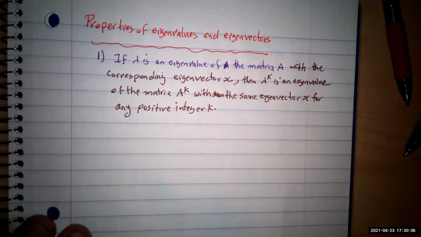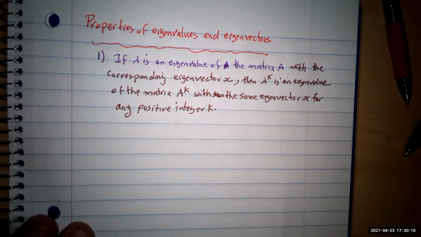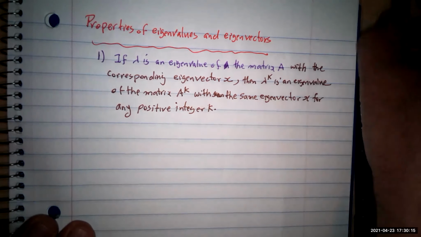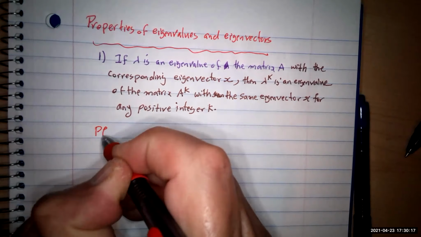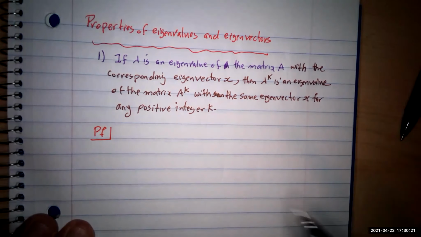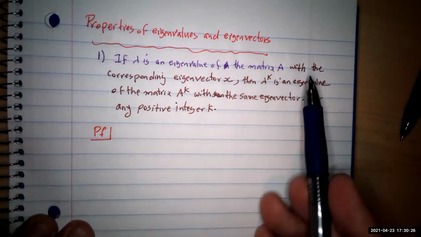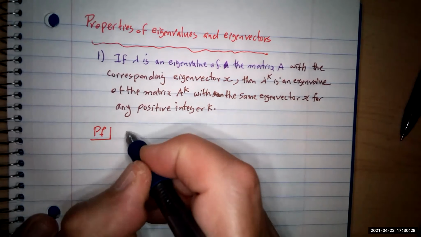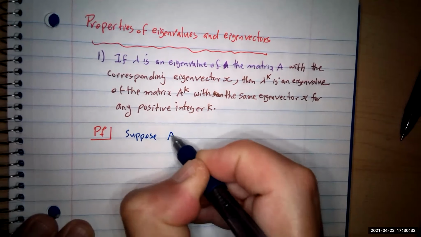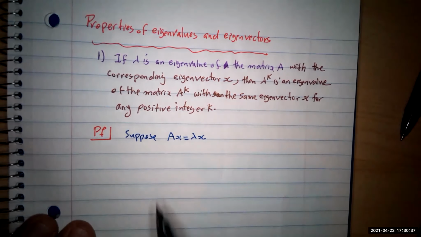So let's prove it. Again, as I told you, we may give you a specific power and ask you to prove it on the test. So let's see what the proof of this fact is. Lambda is the eigenvalue of A with the eigenvector x. So you can suppose that Ax is equal to lambda x. This is given to you, this is the assumption.